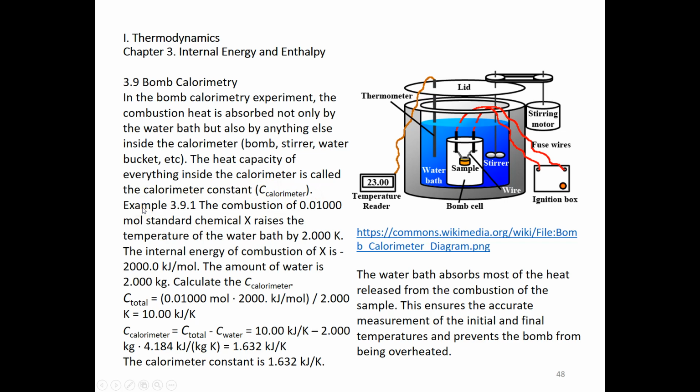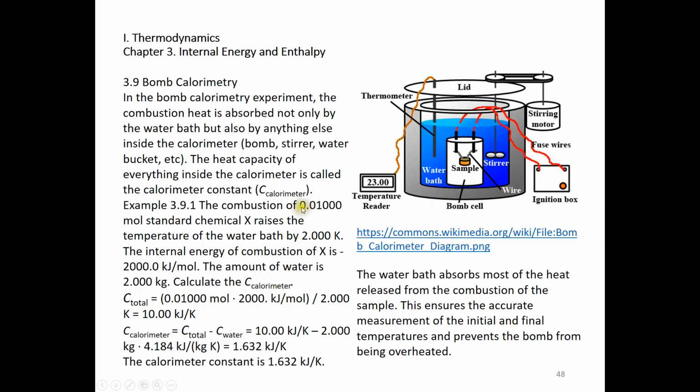Now let's look at one example problem, 3.9.1. The combustion of 0.01 mole of standard chemical X raises the temperature of the water bath by 2 Kelvin. The internal energy of combustion is negative 2000 kilojoule per mole. The amount of water is 2 kilograms. Now let's calculate this calorimeter constant. The heat capacity of the calorimeter is the total heat capacity minus the heat capacity of water. So first, let's compute C total. That's the heat capacity of everything inside, including water.